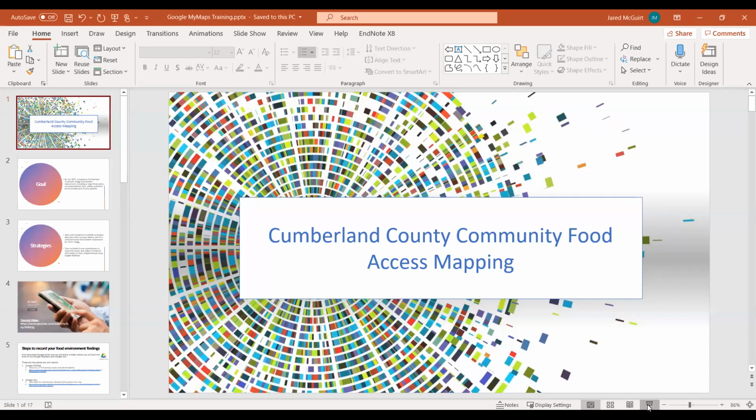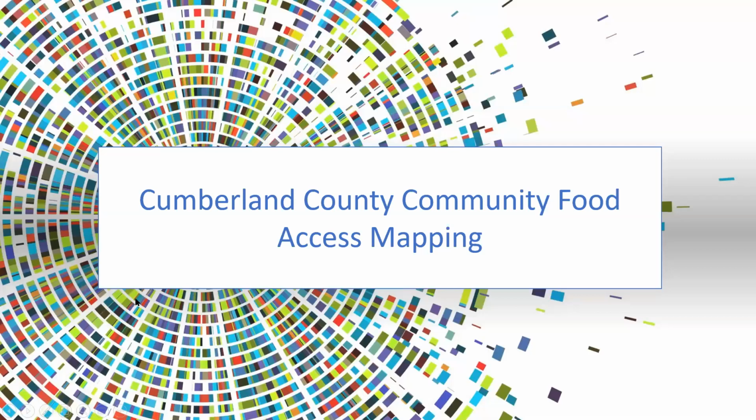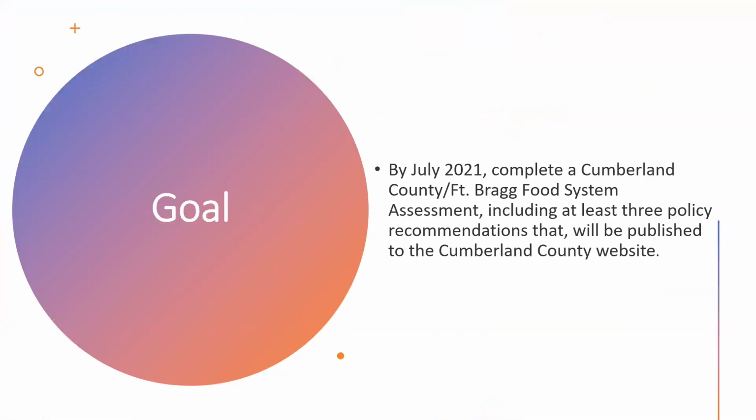And so we're here tonight to talk about the community food access mapping and the process for doing that. You all heard a little bit about the project overall, but our goal is that by the summer, by July, we'll complete a Cumberland County and Fort Bragg food system assessment, including at least 3 policy recommendations that will be published to the Cumberland County website. And part of this is in helping give information to the Food Policy Council that's being formed as part of this grant to then make potential policy, program, or intervention change in the community.